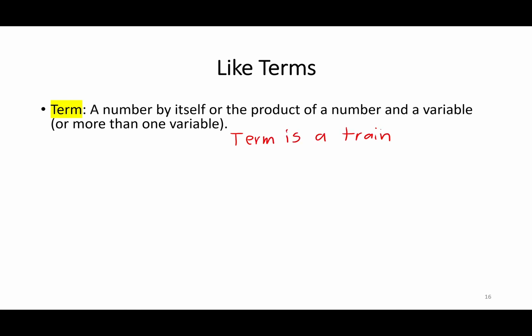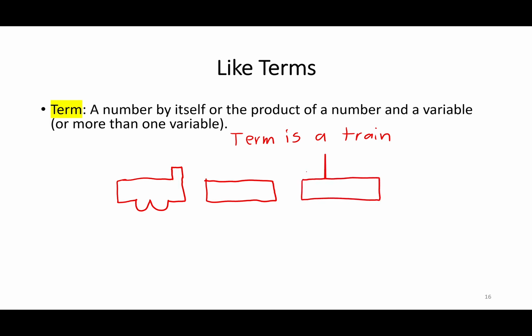So the same way, when you have a train, you have the locomotive. Yes, I know that I can't draw. So let's imagine you have the locomotive, and then you have a carriage on a train, and then you have another carriage on a train, right? A term is basically a carriage on a train.